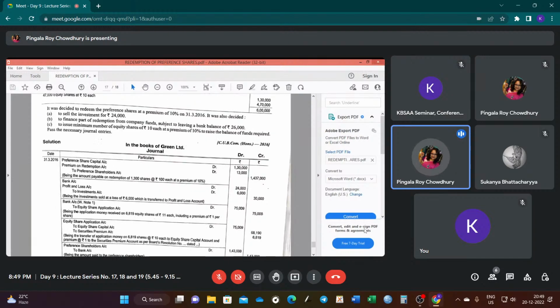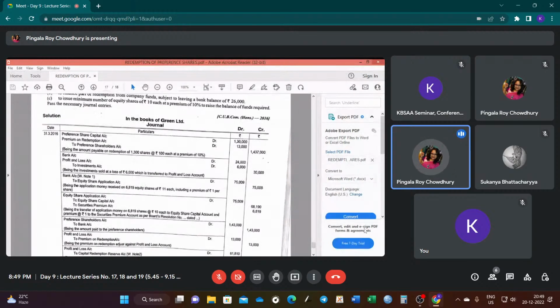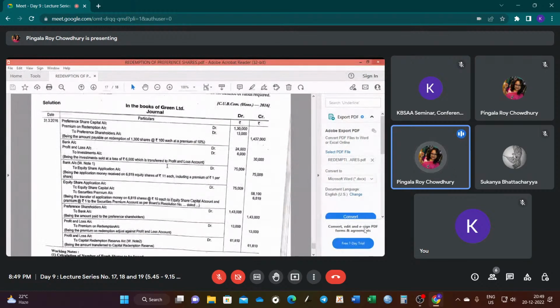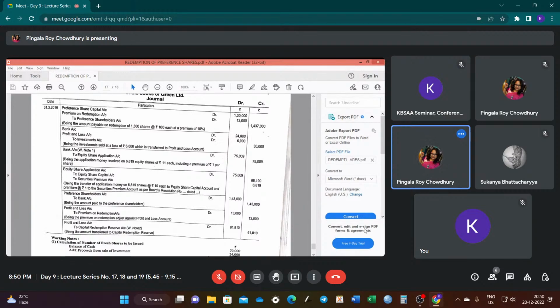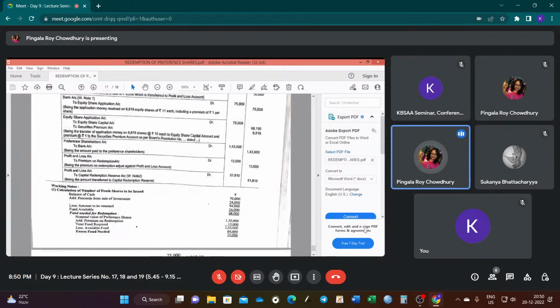Now you need to find out what will be the amount which you will be needing. Now see, firstly, premium on redemption has to be set aside from profit and loss account. So profit and loss account debit to premium on redemption, 13,000 you will be segregating. Now you have to utilize profit and loss account for the purpose of capital redemption reserve, and you need to issue equity shares. Now coming down to the working note.